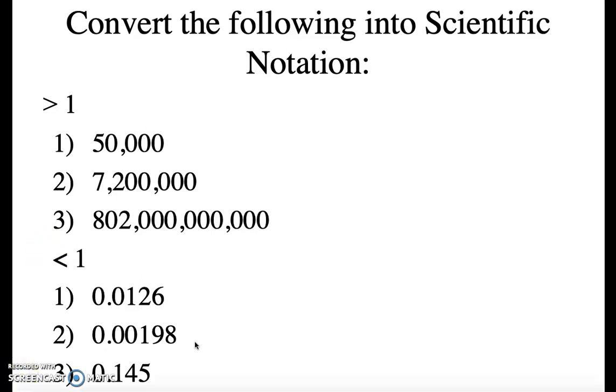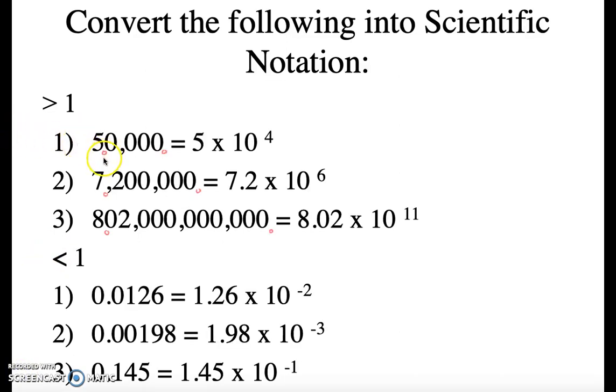Okay, so let's check your answers here. For the first number, we want to move the decimal to the left 1, 2, 3, 4 spaces, and it has 1 sig fig, just a 5. Now this number here, we want to move to the left as well, so we have 1, 2, 3, 4, 5, 6 to the left, 6 there. 2 significant figures, the 7 and the 2.